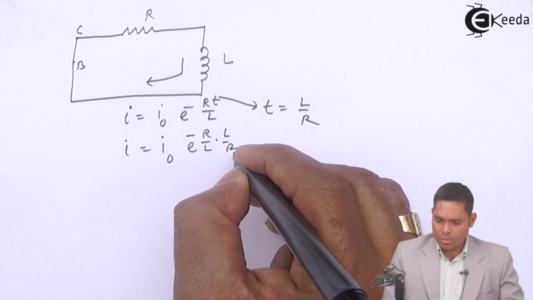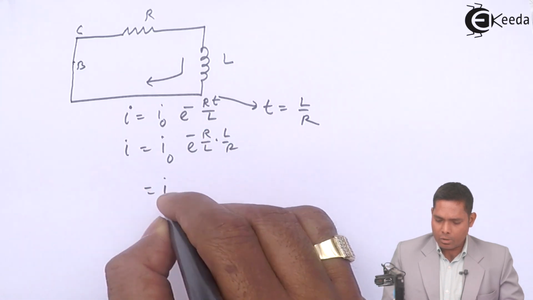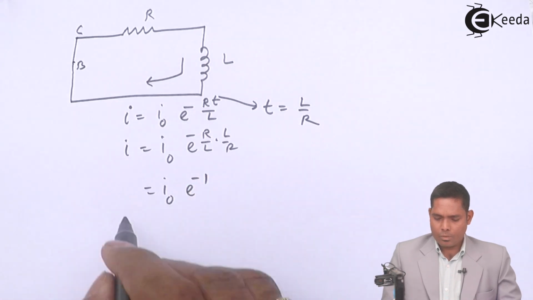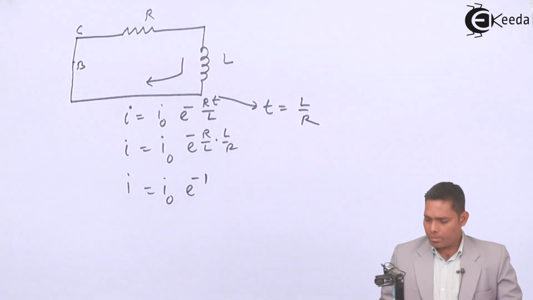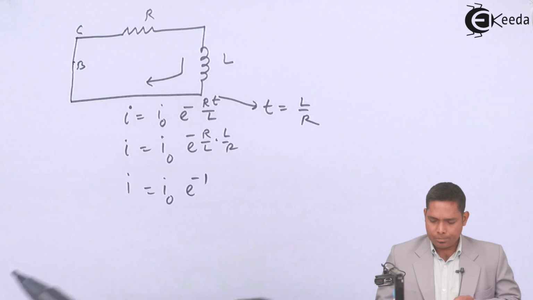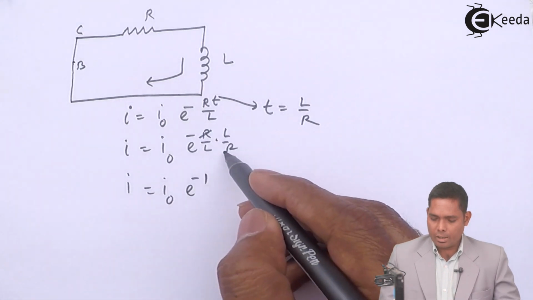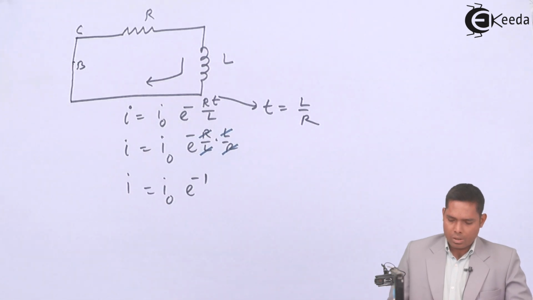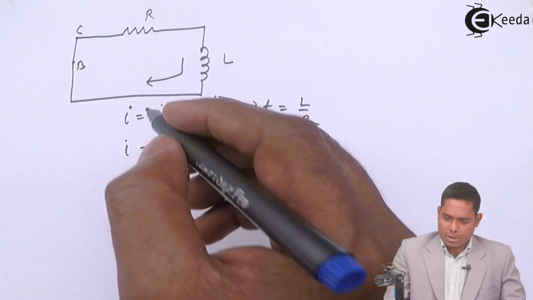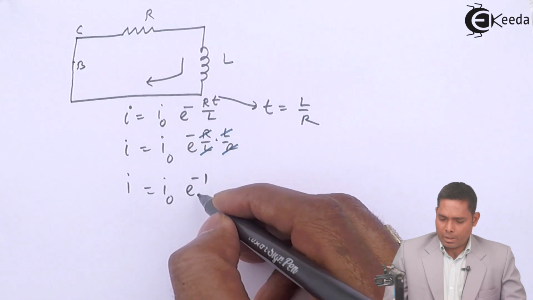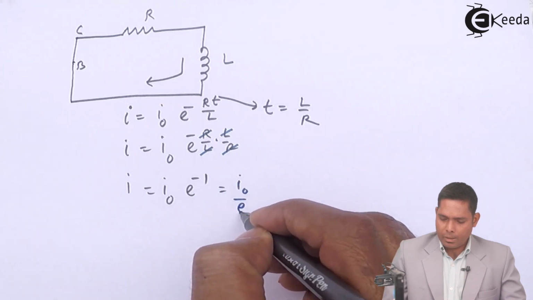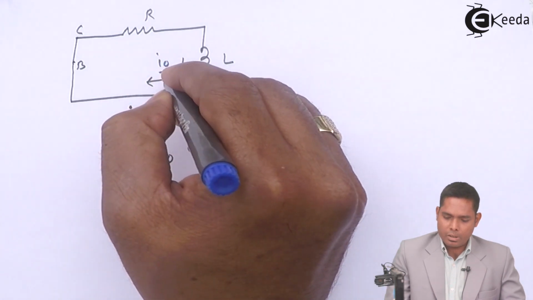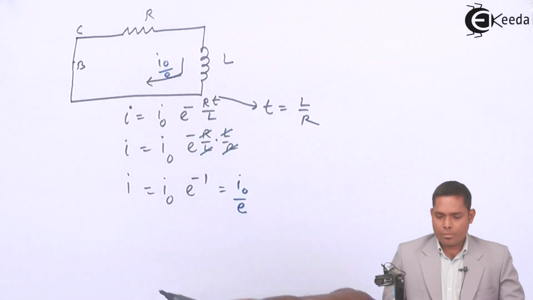So this will cancel out, and I will get I naught e raised to minus 1. I equals I naught e raised to minus 1, because this R and this R will cancel, this L and this L will cancel. And if the current is this value, I naught by e, that means it is I naught divided by e. So I naught divided by e is the current that is flowing through this.